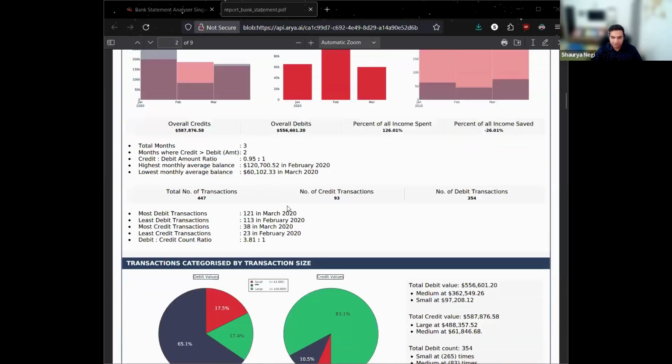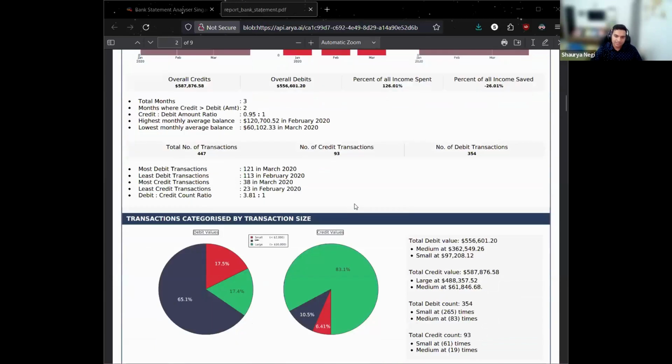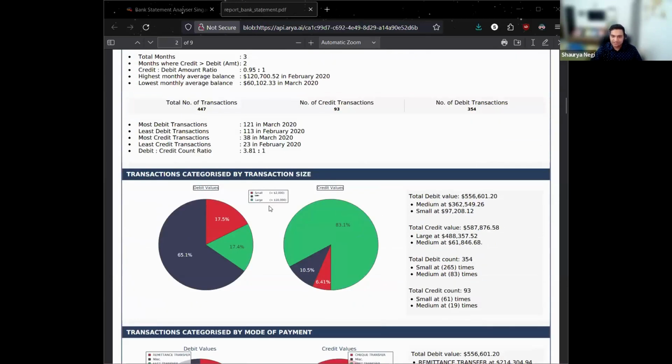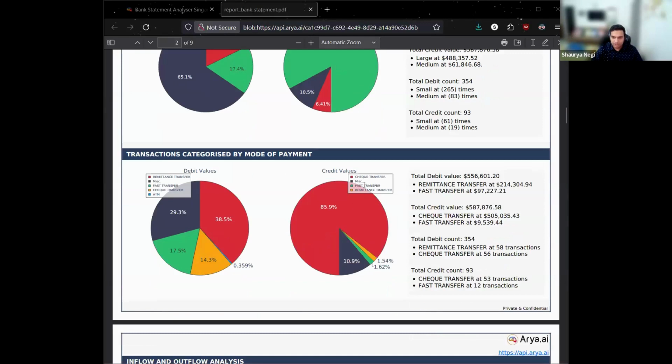So all the important information which you saw in the Excel output is captured here as well. Transaction categorized by transaction size. Any transaction over 10,000 Singaporean dollars is on the green side of the pie chart. Mode of payment: check transfer, fast transfer, remittance transfer. This was in the inflows and outflows section.